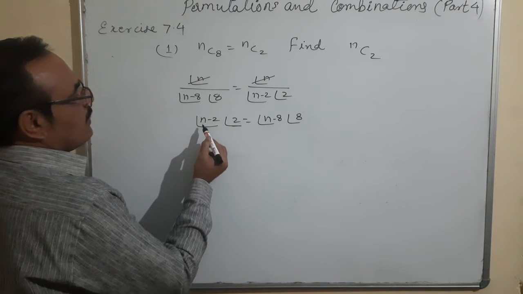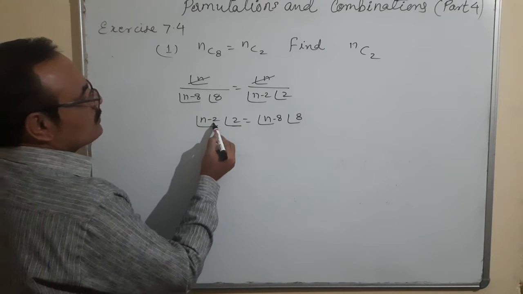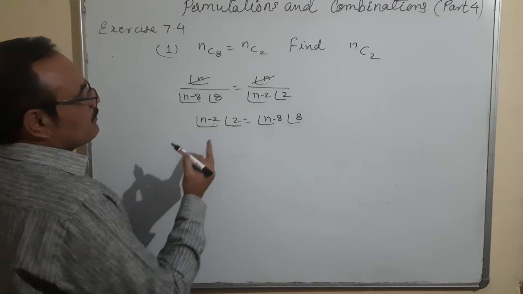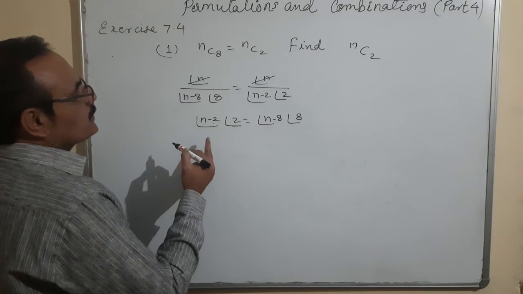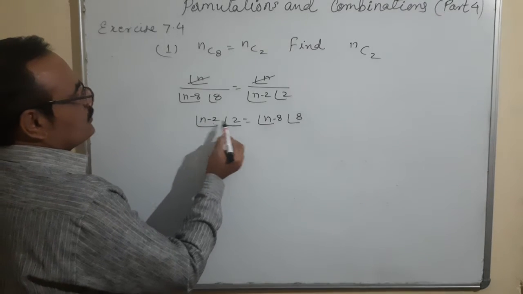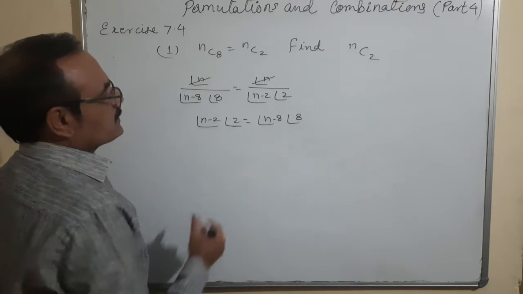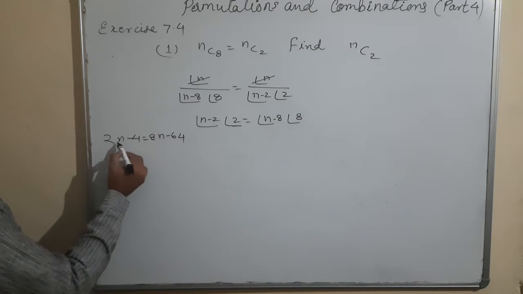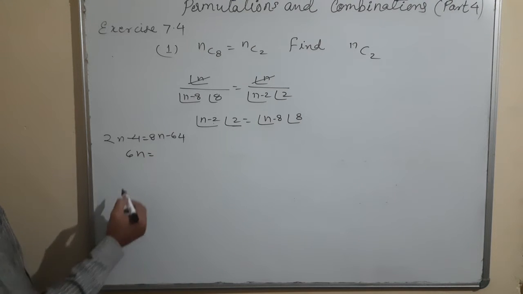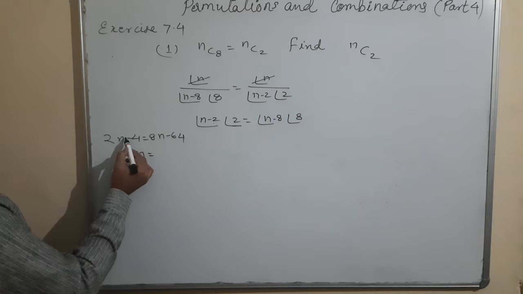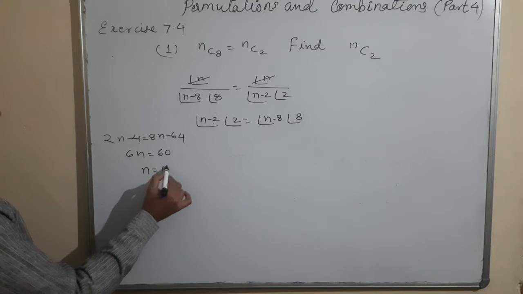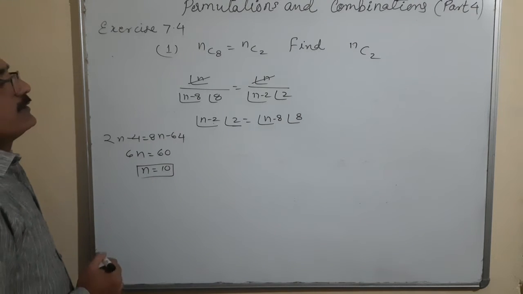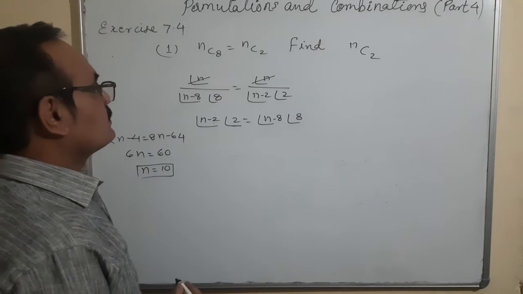Now what should be done? Factorial n minus 2 into 2, factorial n minus 8 into 8. So if we just compare without the factorial, then what could be the term here? It is 2n minus 4 is equal to 8n minus 64. So 8n minus 2n is 6n is equal to 64 minus 4, 60, n is equal to 10. Okay, so we'll get the value of n is equal to 10.